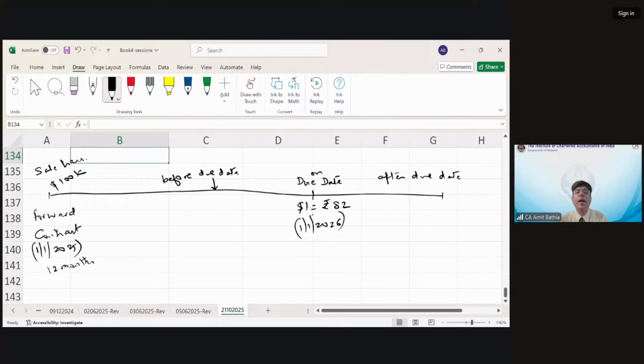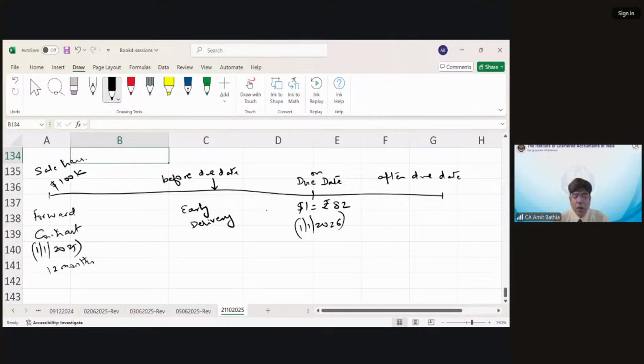That a year down the line, I deliver $100,000 to the bank. Bank will give me 82 rupees. Now, before due date, I have received this $100,000. I want to pay this to the banker and close this contract. This is called early delivery, right? This is before due date, so it is called early delivery, right?